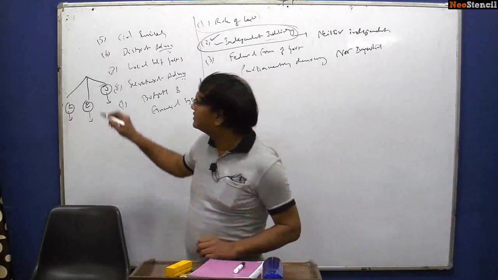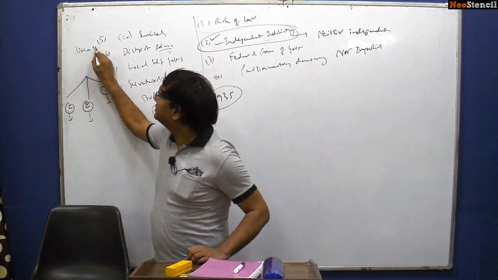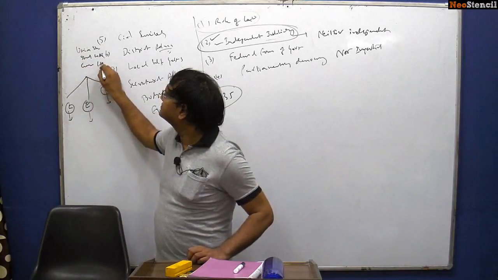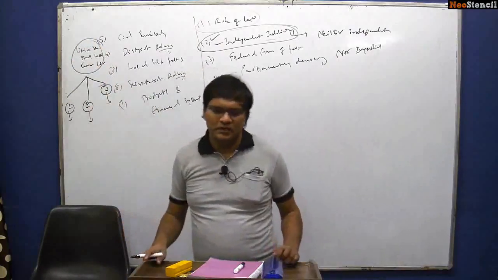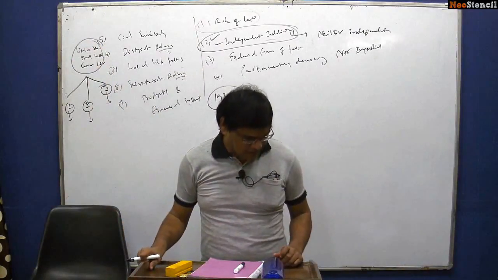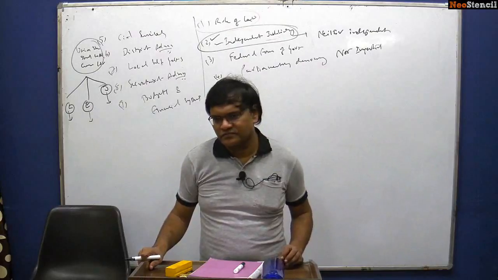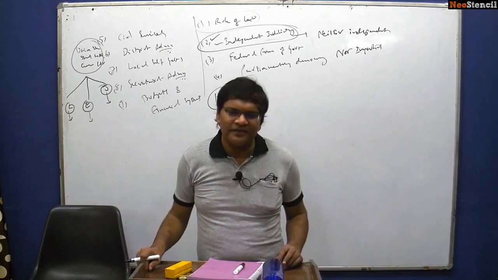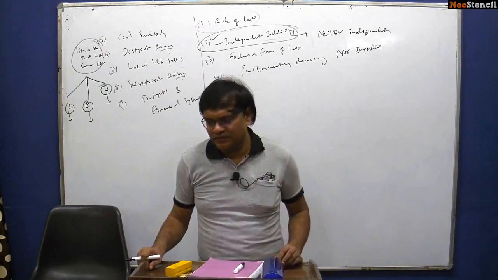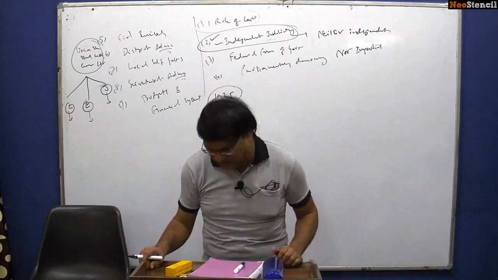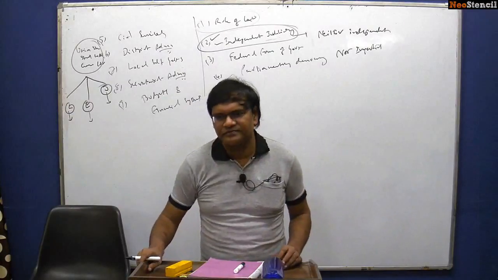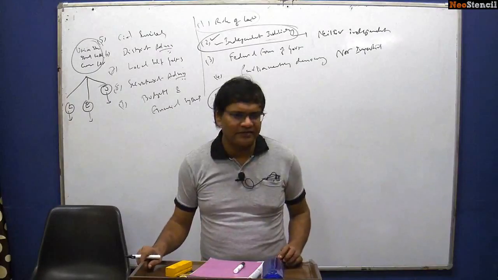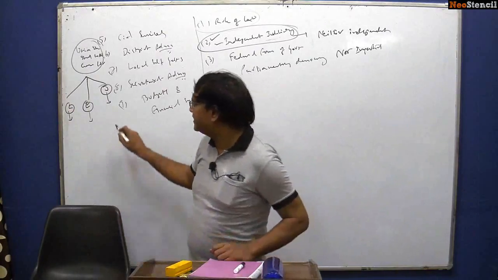It had come out with a union list, state list, and a concurrent list, to divide the powers between the federal units. That was the 1935 Government of India Act.